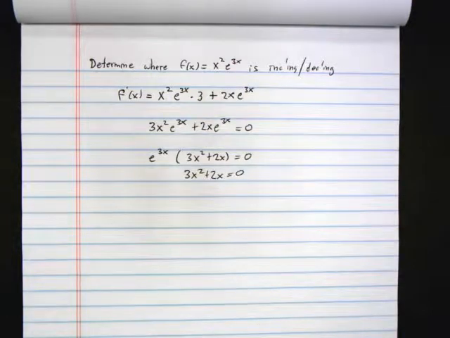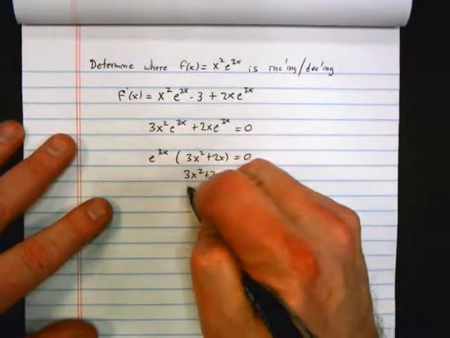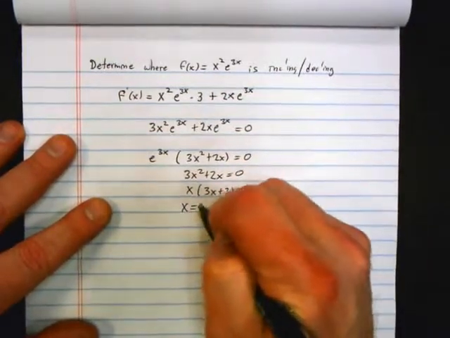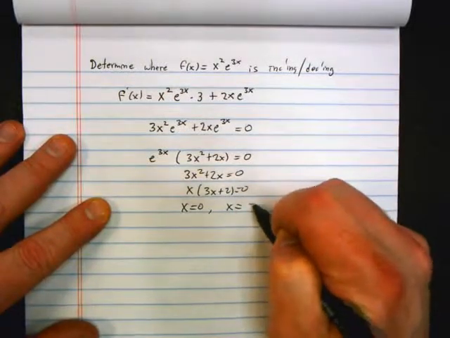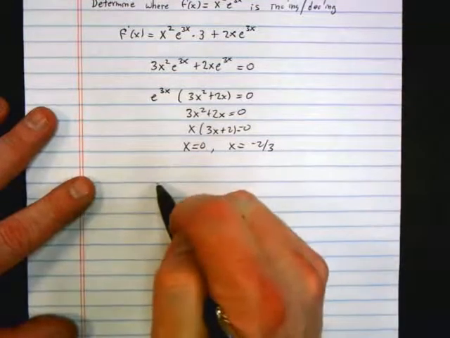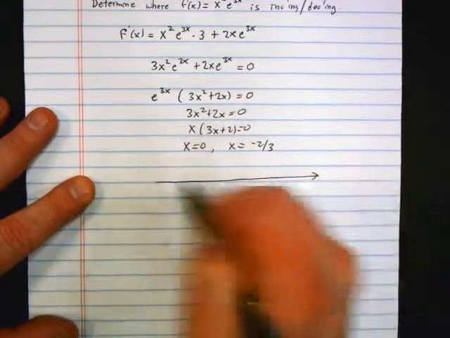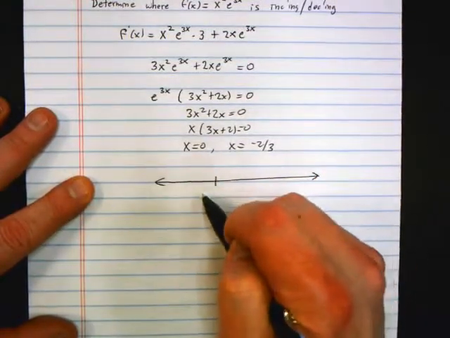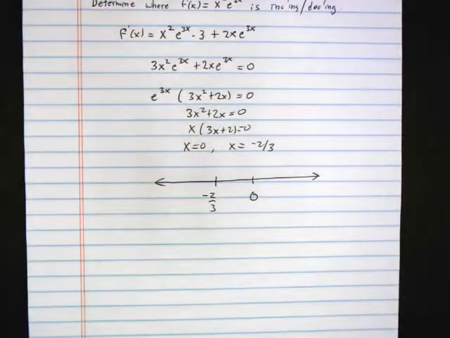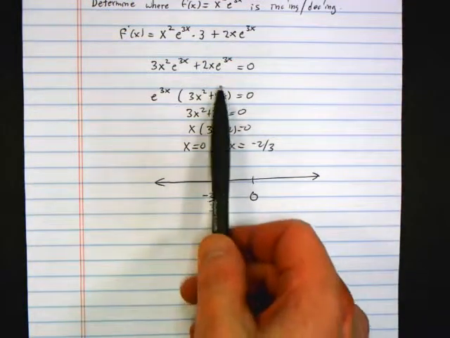How do you solve that nice little quadratic equation? Factor out an x. X times 3x plus 2 equals 0. So x equals 0, x equals negative 2/3. I draw myself a number line. I mark down the number negative 2/3. I mark down the number 0. I pick my favorite number in the world, bigger than 0. 1. I take 1 and I plug it into my derivative.